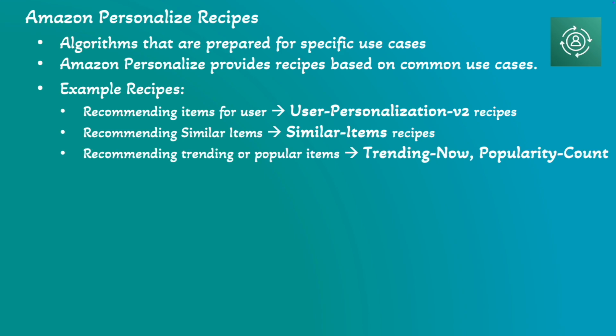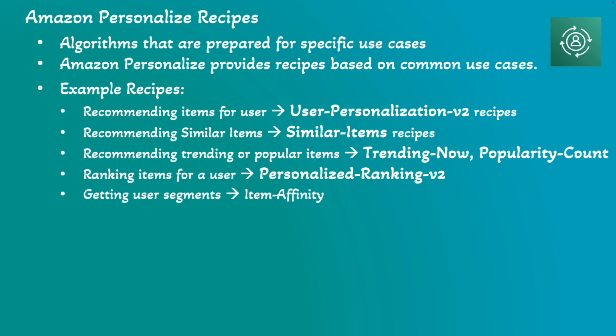If you want to generate recommendations for trending or popular items, you have the option to select either Trending-Now or Popularity-Count. If you want to rank items for users, as we saw for Domino's, you can use the Personalized-Ranking-v2 recipe. And if you want to get user segments, you can use Item-Affinity. For the AWS Fundamental or AWS Associate exam, it's better if you remember these four or five recipes that may appear in your exam. On top of that, I would like to give you some exam tips.